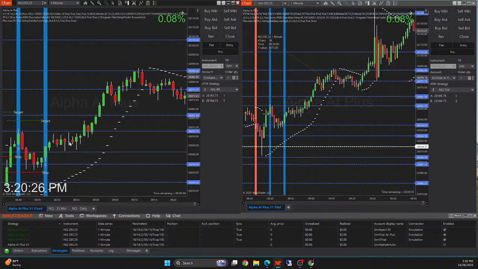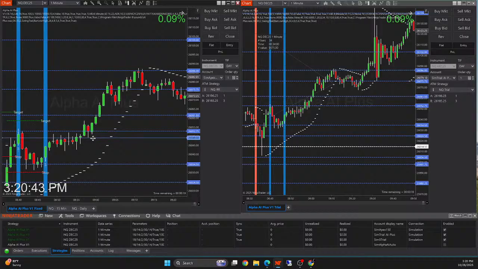Why? Because 1, 2, 3, 4, 5. What is the low? This one. So it's going to move a little bit like this. Stop loss is going to be still like this. Then it counts another 5. 1, 2, 3, 4, 5. What is the low? Here. And so on and so forth.